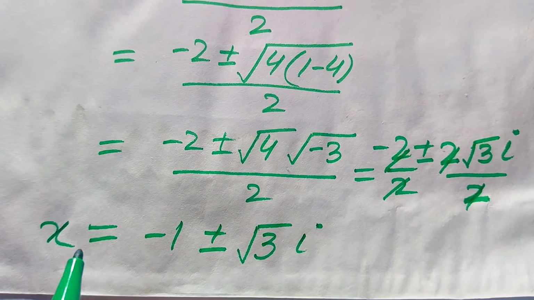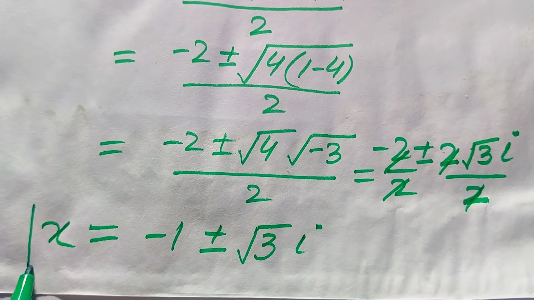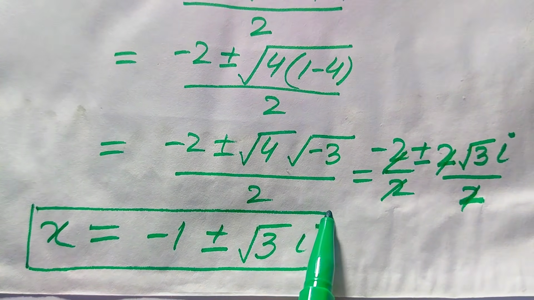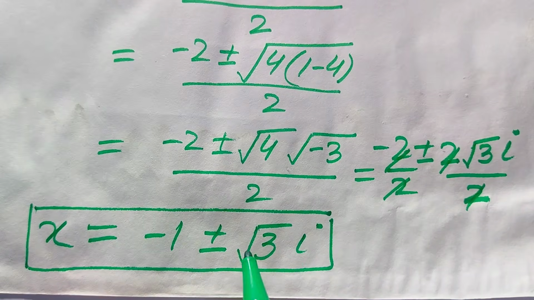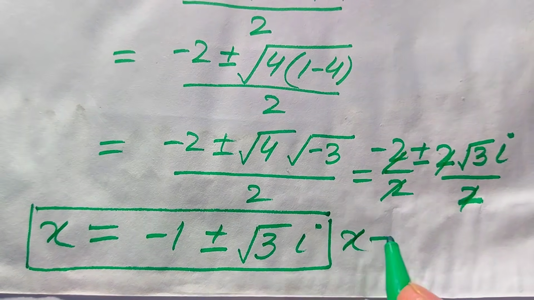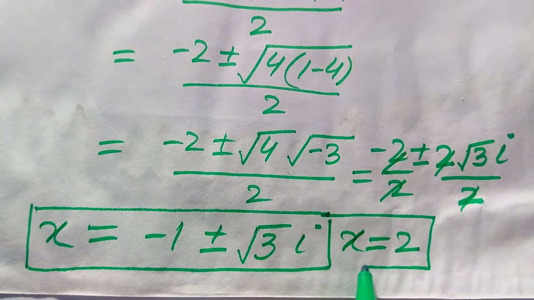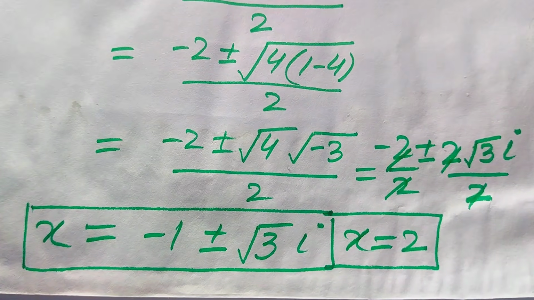And these are the other two complex roots of the given equation. Finally, there are three roots of the given equation, in which two roots are complex roots, and x equals 2 is the only real root of the given equation. So this is our final answer of this question.